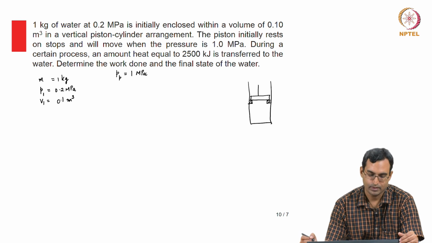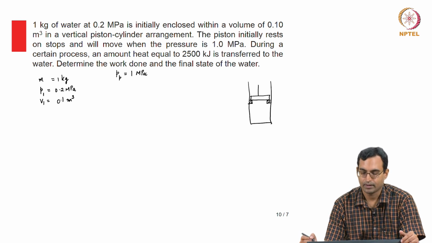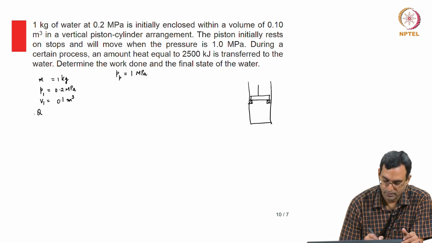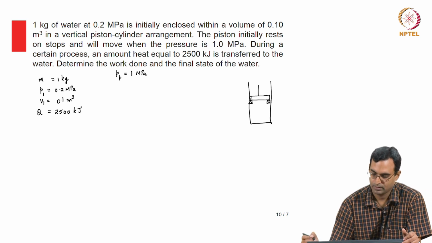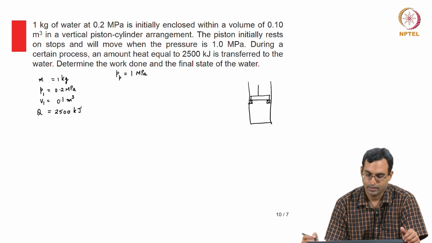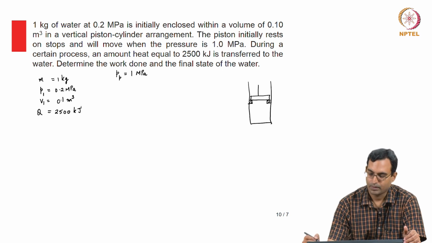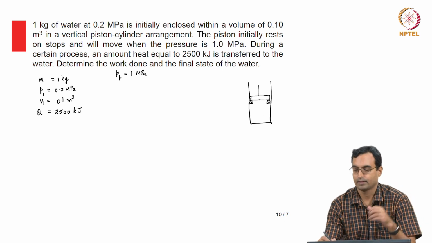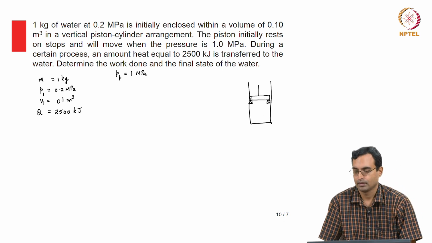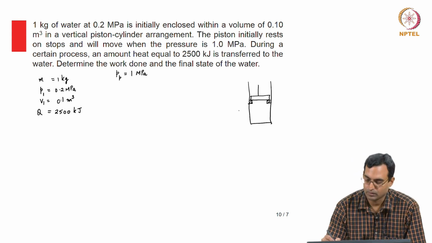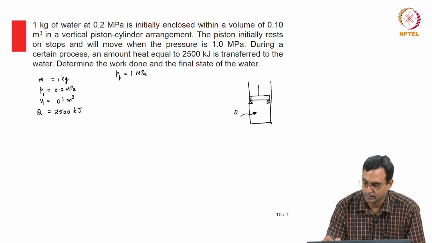So, what we are given is during a certain process an amount of heat equal to 2500 kilojoules is transferred to the water. So, we have a process in which 2500 kilojoules of heat is transferred and we are asked to find out the work done and the final state of the water. Okay. So, what we know is that this has initially water at 0.2 megapascals. This piston can only move if the pressure is 1 megapascal. So, if you now heat this with this 2500 kilojoules of heat.